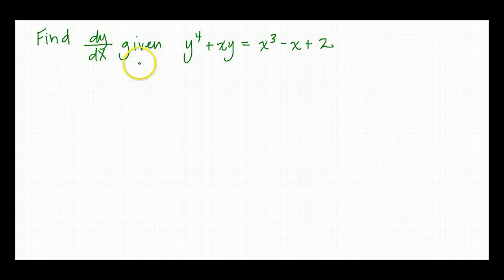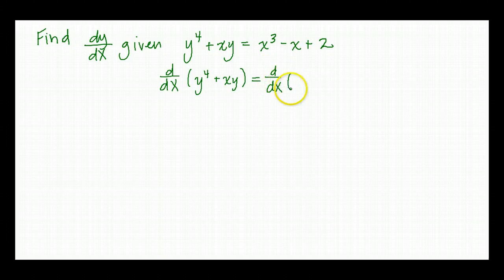We still want to find dy/dx given this implicitly defined function: y to the fourth plus x times y equals x cubed minus x plus 2. Strategy is always the same. Take the derivative with respect to x of both sides. So d/dx of y to the fourth plus x times y equals the derivative with respect to x of x cubed minus x plus 2.